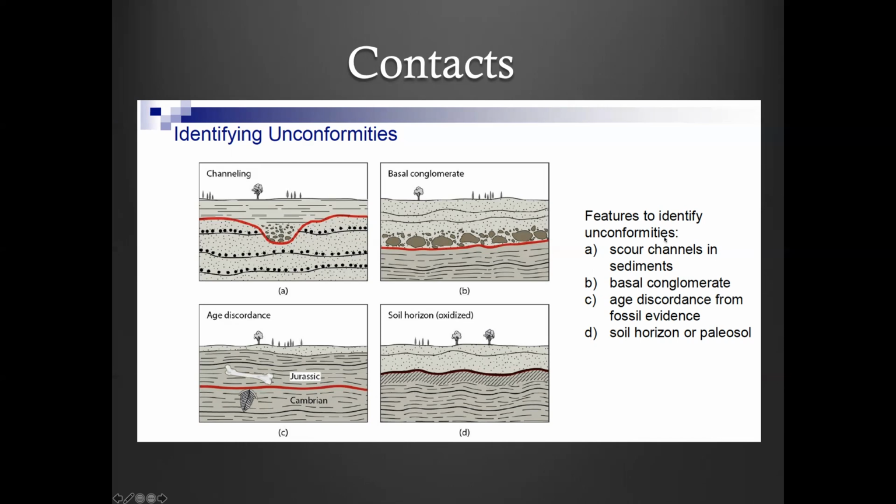So these are wonderful ways of identifying disconformities, whereas angular unconformities and nonconformities are fairly straightforward. Disconformities are a little more difficult unless you look for some of these key ingredients.